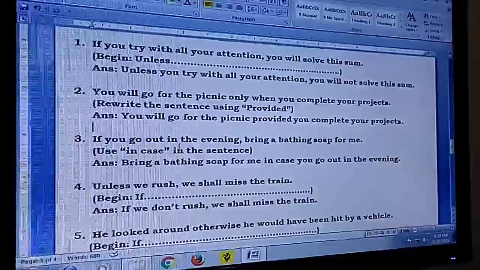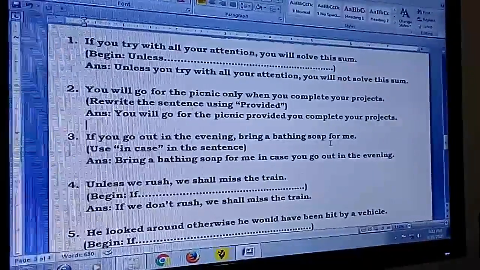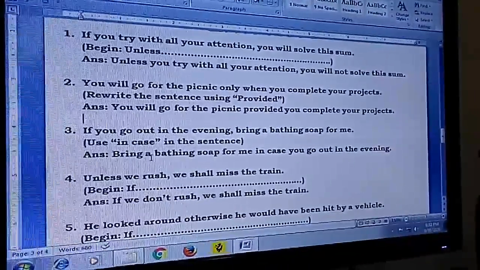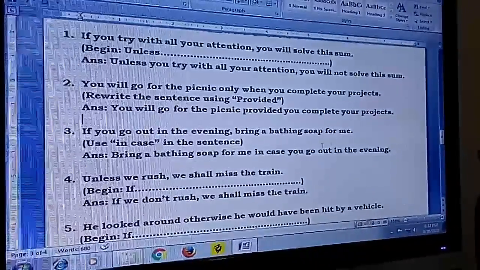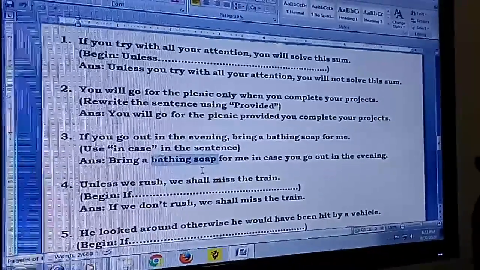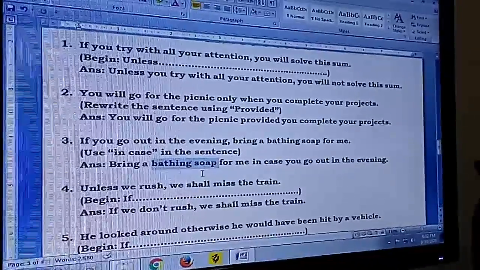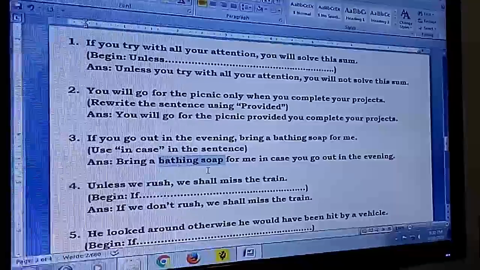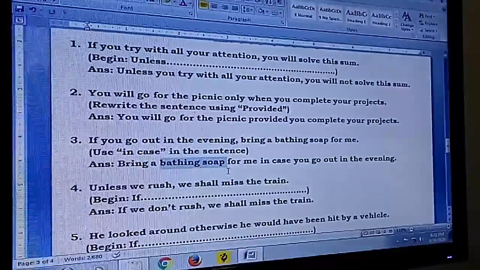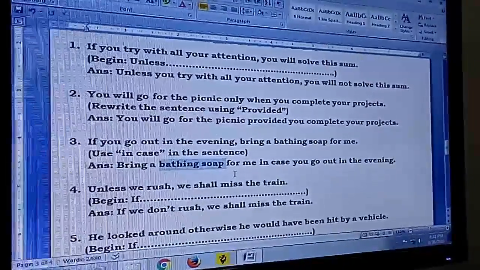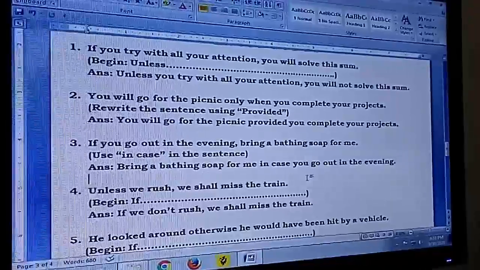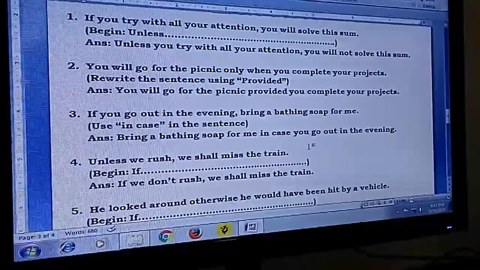Third sentence, if you go out in the evening, bring a bathing soap for me. Obviously, in case. So, bring a bathing soap for me in case you go out in the evening. Now, many of you pronounce this word wrongly. Bathroom, correct. But bathe, the word is B-A-T-H-E. Bathe means to take bath. So, the soap that you use for your bath is known as bathing soap. Okay, please correct your pronunciation if it is wrong. Bring a bathing soap for me in case you go out. If you go out, in case you go out.